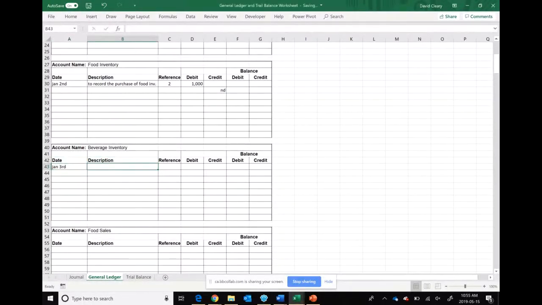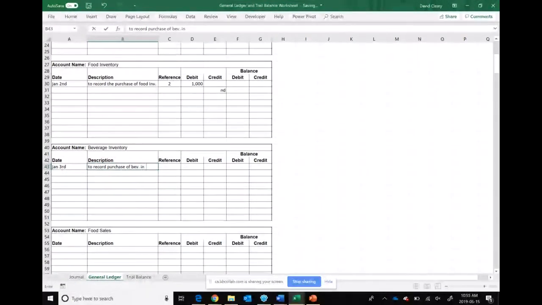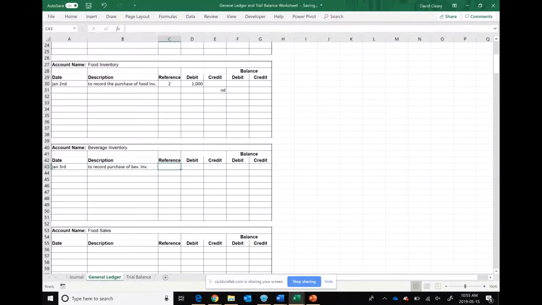There we go. The description was to record purchase of beverage inventory. I put bev period for beverage in for inventory. If we're being technically correct, we should be putting in the full words. I'm just doing that because I have one hand on the keyboard right now. The reference number for this was 3. And were we debiting or crediting beverage inventory? We were debiting it by $450, correct? Perfect. Complete.